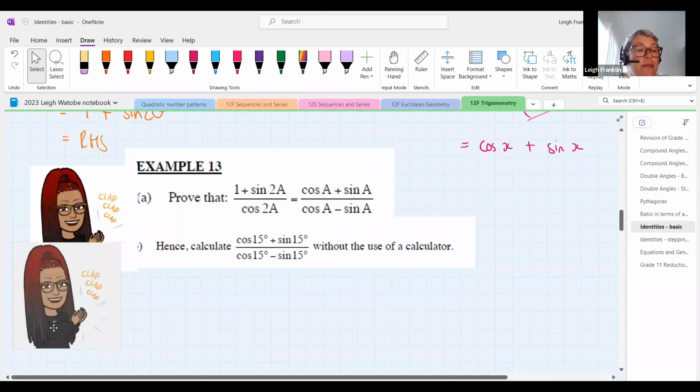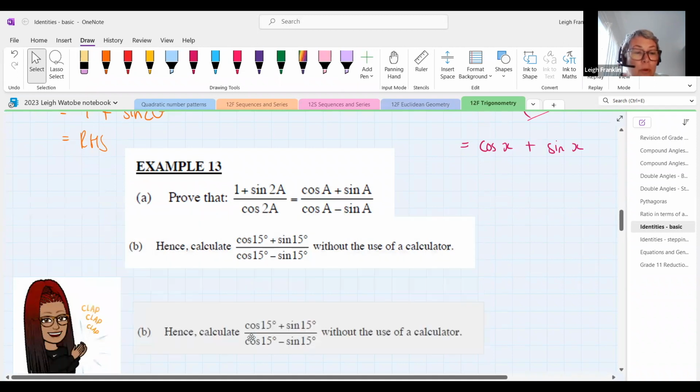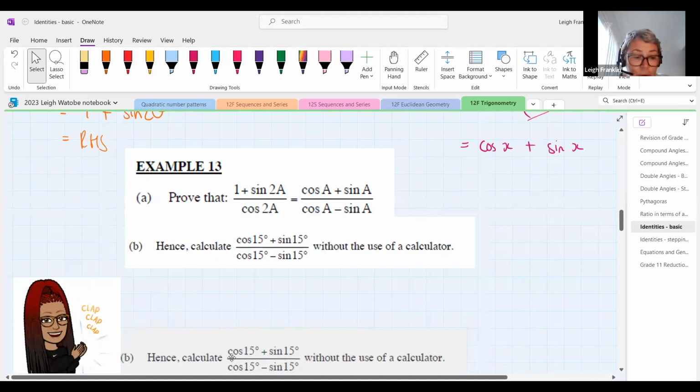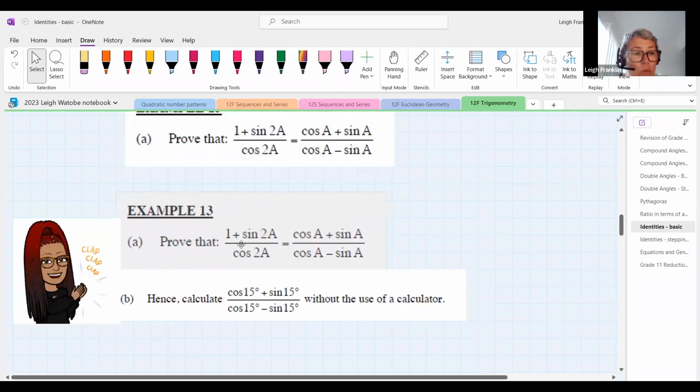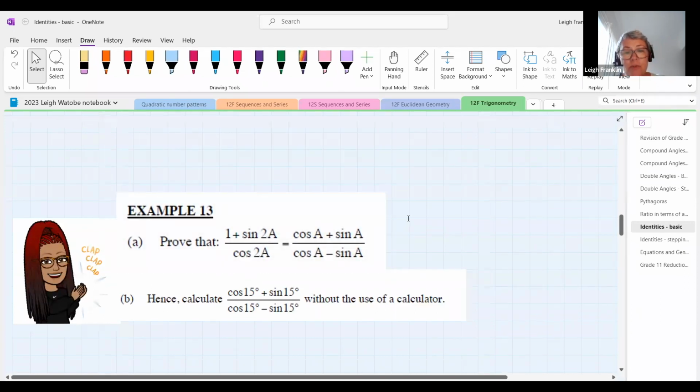Let's have a look at the next example. Okay, so now this, as I said to you a little bit earlier, this example is going to be a little bit more difficult. And what I'm also doing here is I'm also throwing in a question where we have to calculate the value of something without using a calculator.